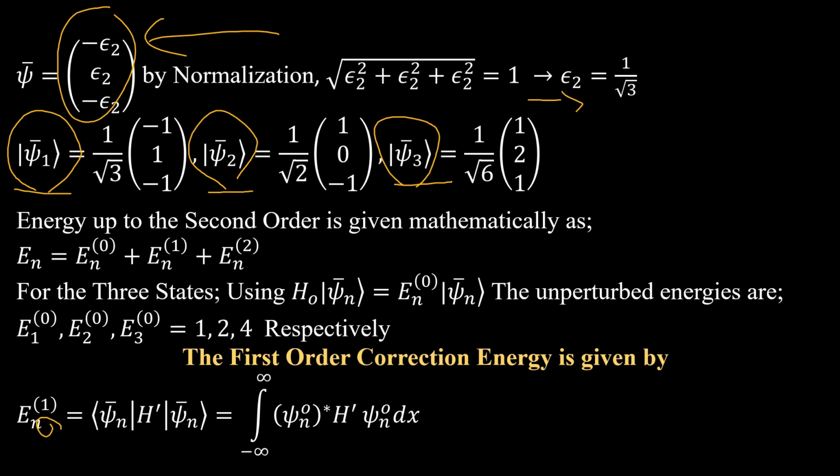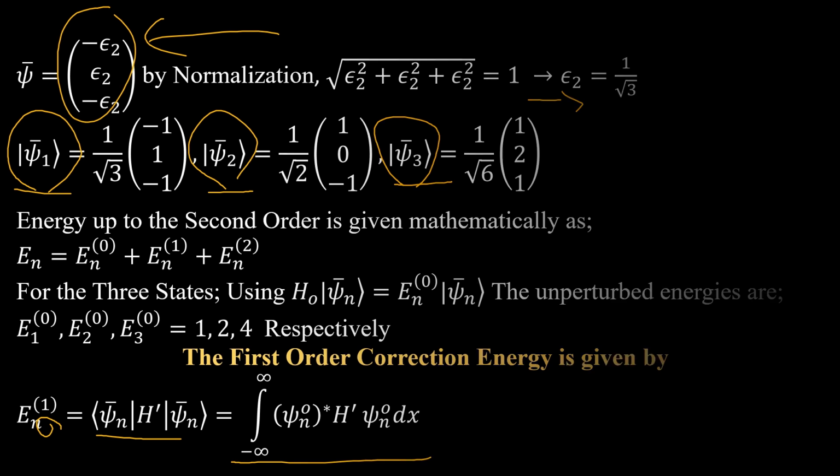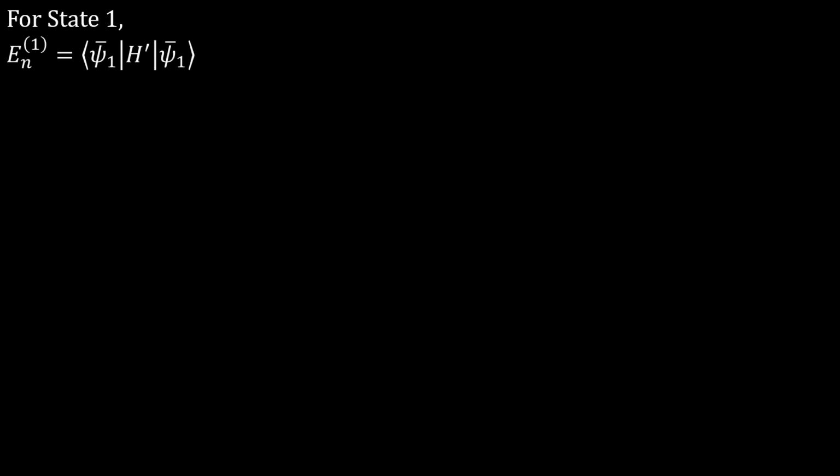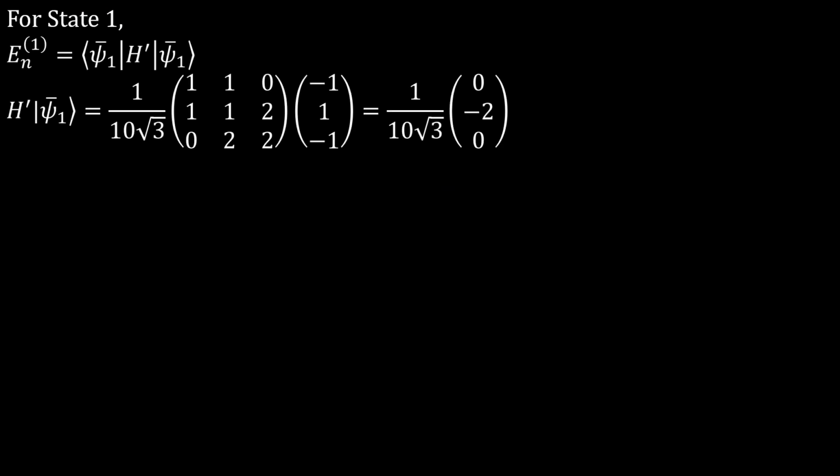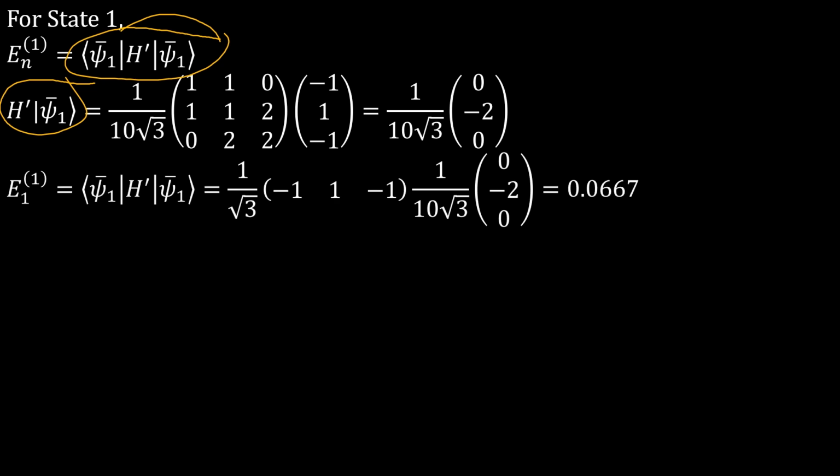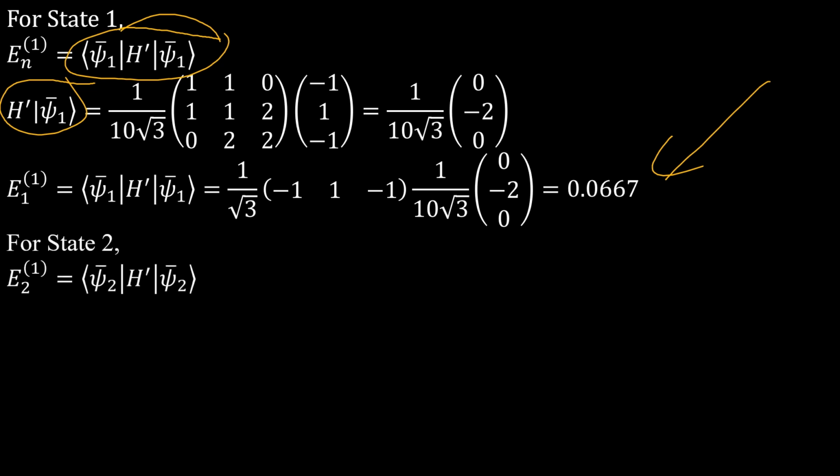Don't forget that this expression is equal to this expression in quantum mechanics. So for state 1, we are going to solve this matrix. If we want to solve this matrix, we can start by breaking out this part from here. If we break it out and solve this matrix, we can complete the solution to give us 0.0667.